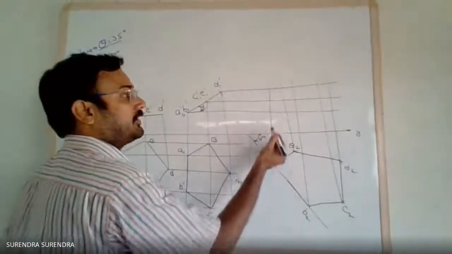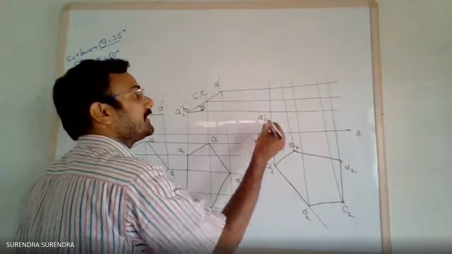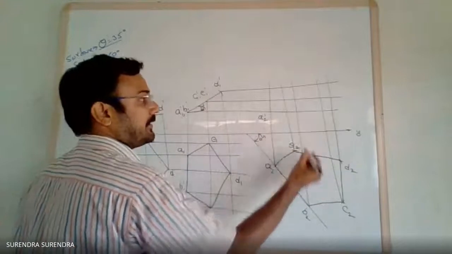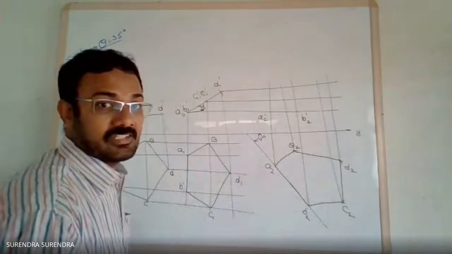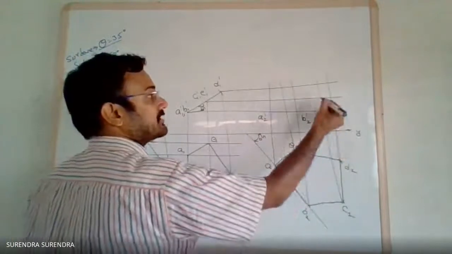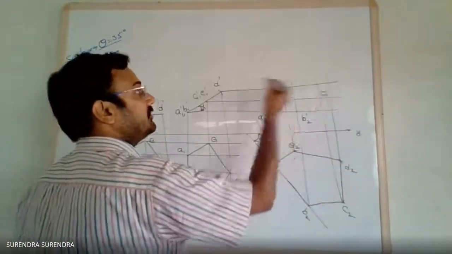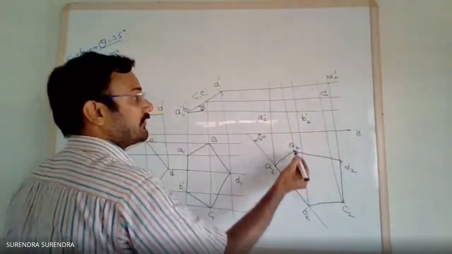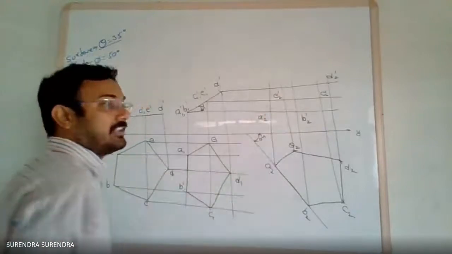So projection from A2 and A1 dash. Mark this point as A2 dash. Projection from B2 and B1 dash. Mark this point as B2 dash. Next, projection from C2 and C1 dash. Mark this intersection as C2 dash. Next, D2, D1 dash. D2 dash. And finally, E2 and E1 dash. That will be E2 dash.